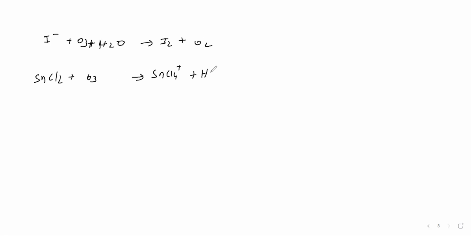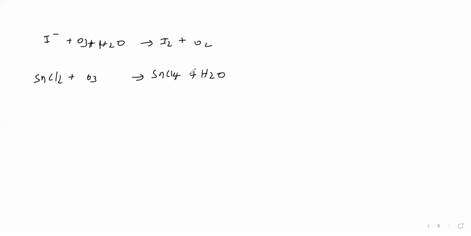I minus with ozone plus water gives what? I minus is converting into I2, and ozone is converting into oxygen. Next, we take stannous chloride, SnCl2. Stannous chloride plus ozone gives stannic chloride.